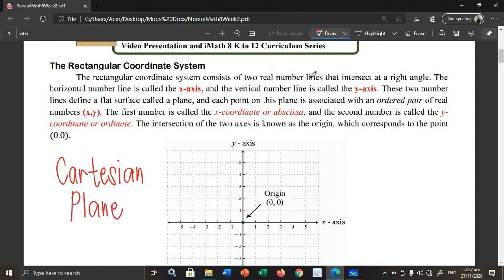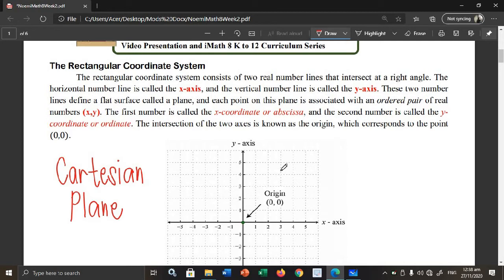It is composed of two real number lines. One is a horizontal line and one is a vertical line that intersect, meaning kapag sinabi nag-intersect, nagtagpo at a right angle. Alam niyo naman ibig sabihin ng right angle, 'di ba? Letter L siya, yung makakabuo ka ng box like this. So they intersected and formed a figure, or a system, or a plane that is called a Cartesian plane or the rectangular coordinate system.